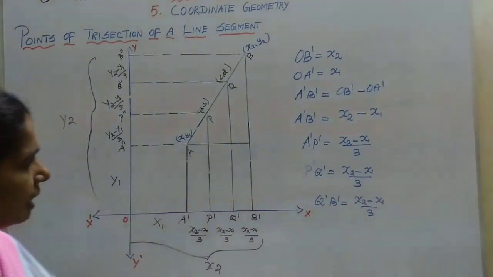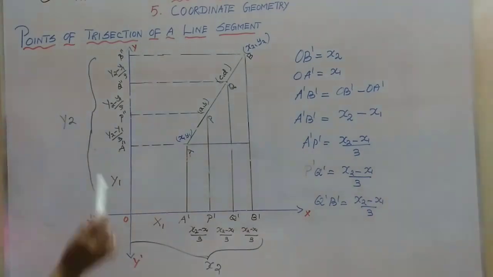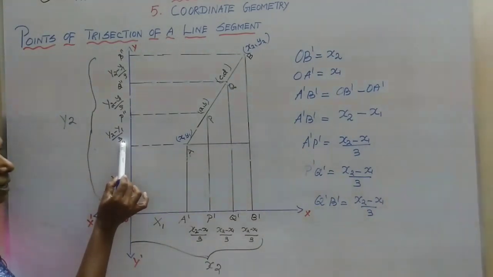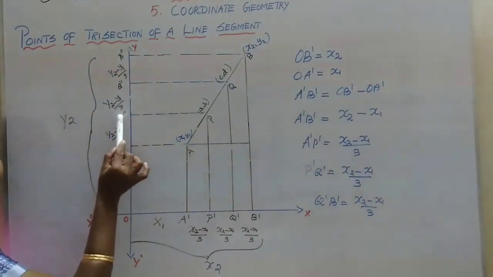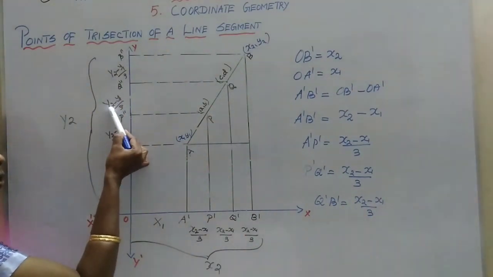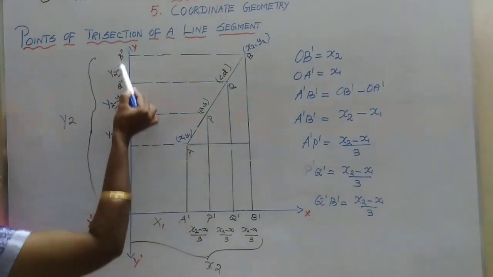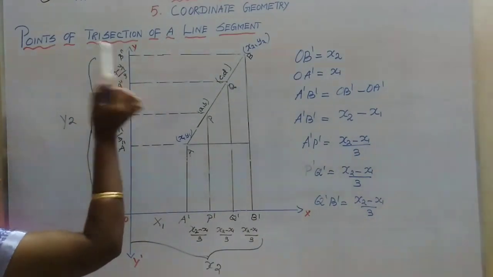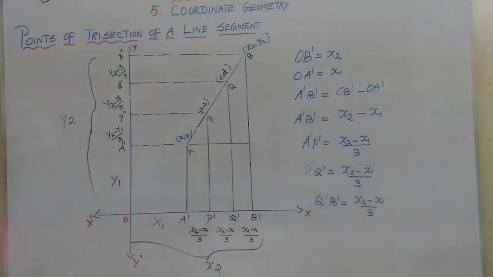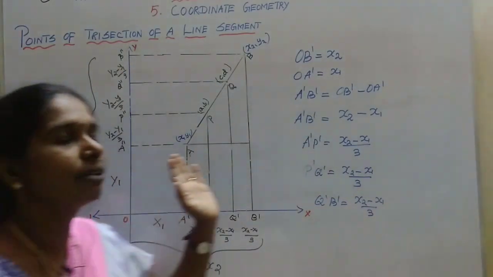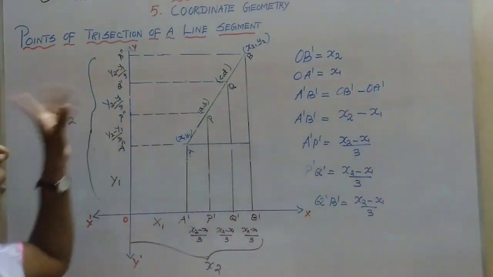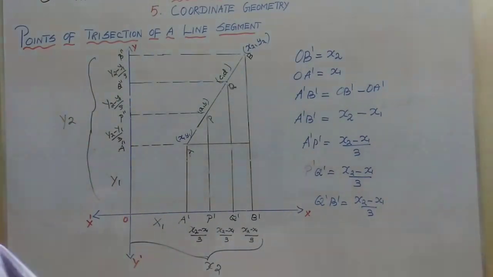Now understand. Similarly, A double dash P double dash equals Y2 minus Y1 by 3, and P double dash Q double dash also Y2 minus Y1 by 3. Q double dash B double dash also Y2 minus Y1 by 3. These are the values I have found. Using these values only we are going to derive the formula for points of trisection of a line segment.